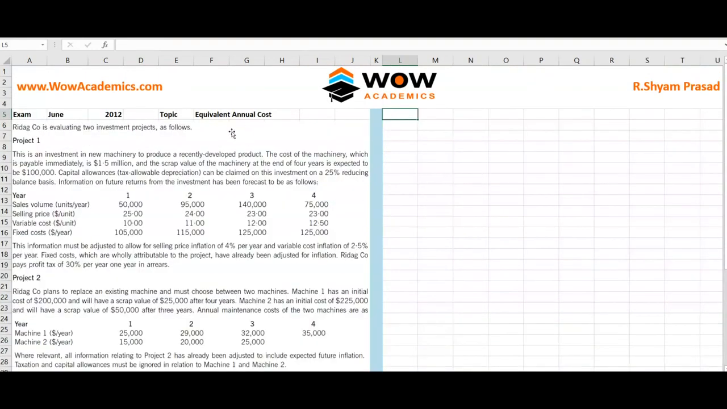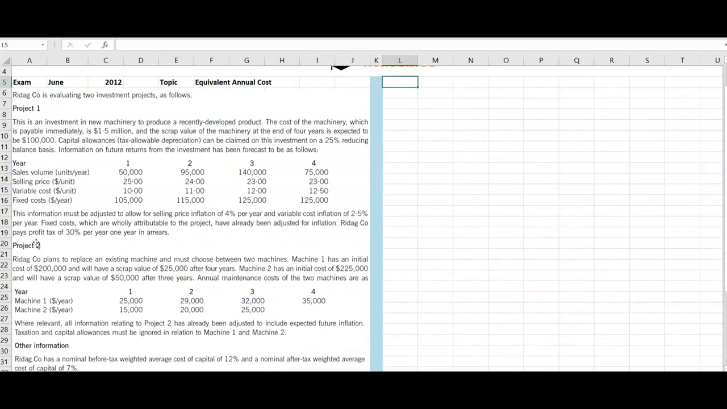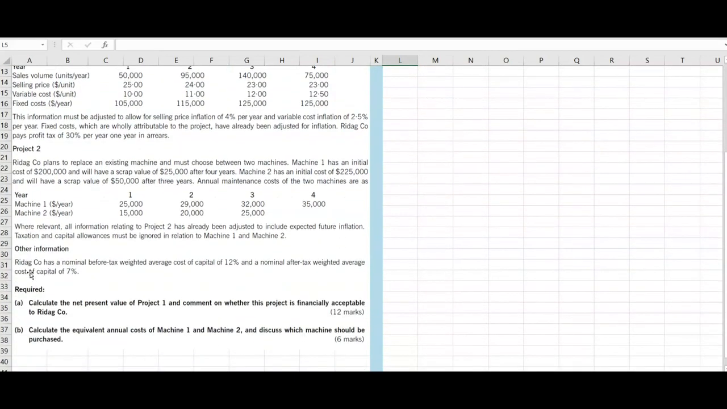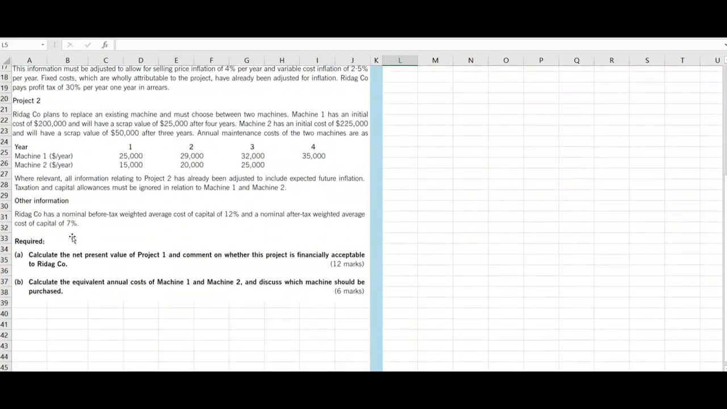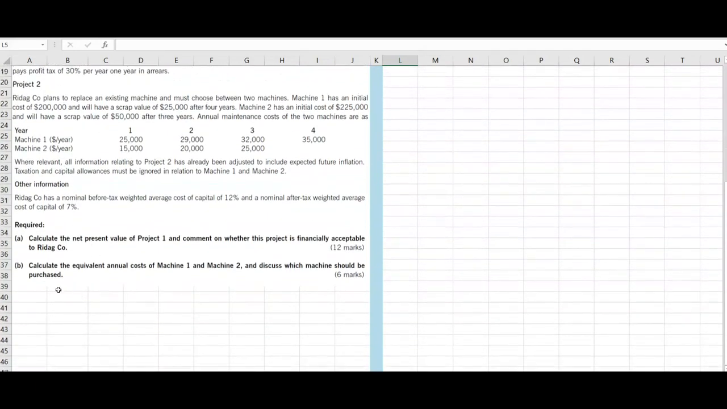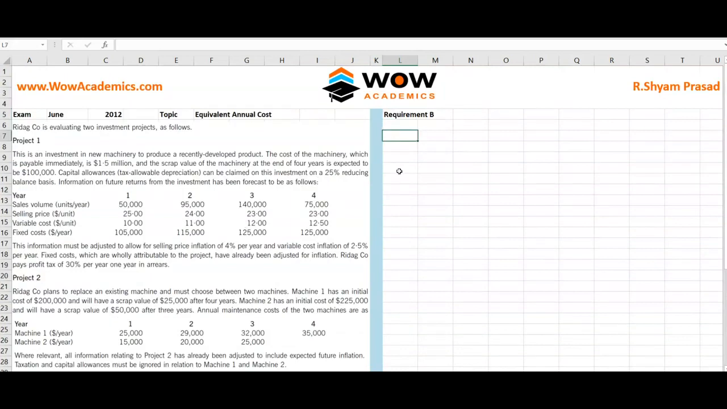So we'll start from this problem. It's another equivalent annual cost question. It appeared in June 2012. There are two projects here, project 1 and project 2. We are bothered about project 2, and we have our requirement set in B. Calculate the equivalent annual cost of machine 1 and machine 2 and discuss which machine should be purchased.